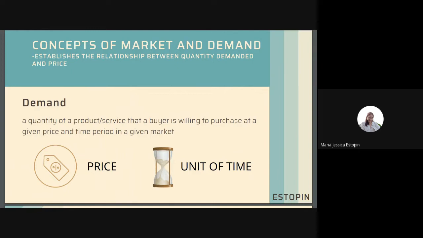For example, the statement, "the demand for rice is 5 kilograms at 50 pesos," means nothing unless we explicitly mention the period for which it is demanded. So instead we say, "the demand for rice today is 5 kilograms at 50 pesos."